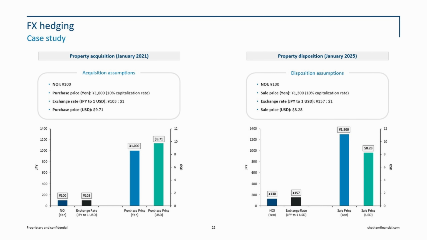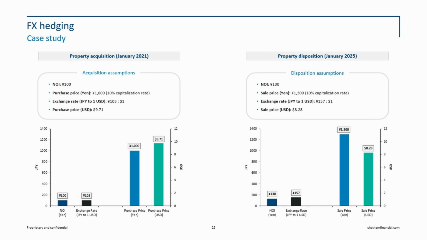Now, fast forward 4 years, your NOI has gone up to 130. Congratulations to your asset manager. You've done a great job managing the asset. You brought up the NOI 30% in 4 years. And let's say capitalization rates haven't changed, still a 10% capitalization rate. So you sell for 1,300, again a 30% increase. But what's happened in that time? The exchange rate went from 103 to 157. And so when you translate that back into US dollars, that's $8.28, or a 15% hit to the purchase price that you paid, yet your NOI was up 30%.